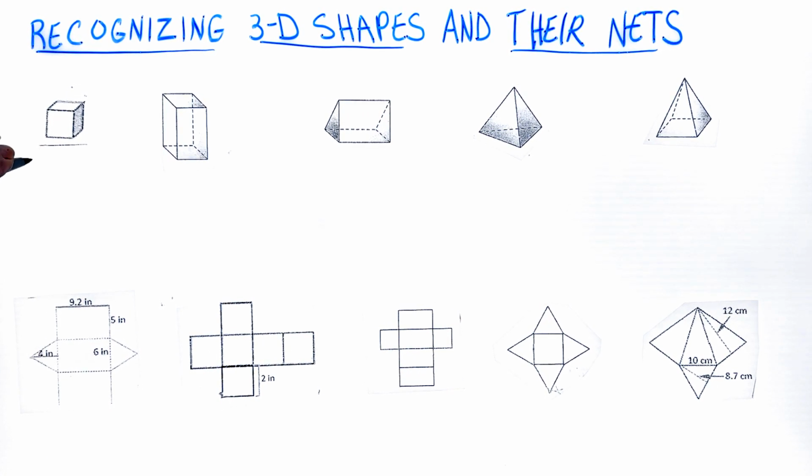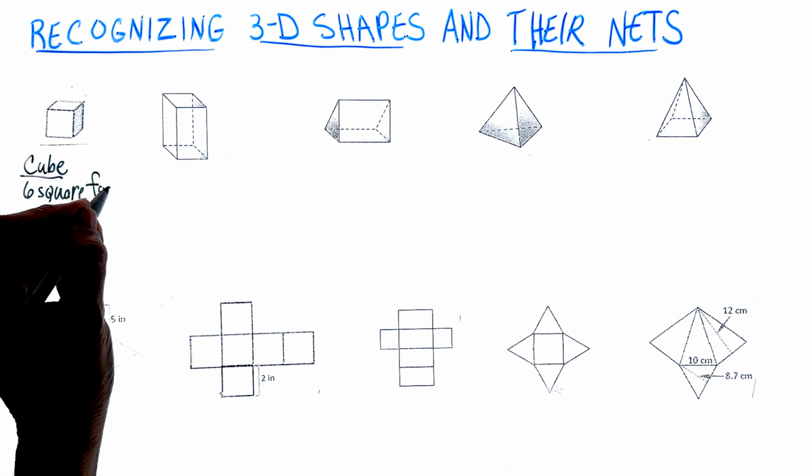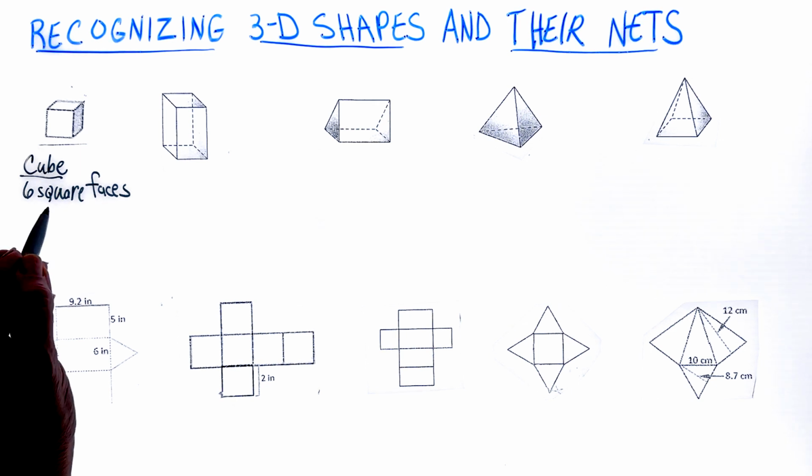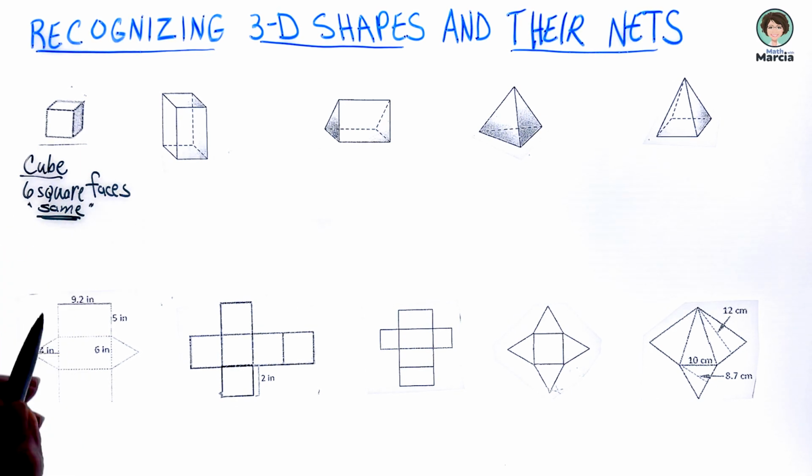Here we have a cube. How do I know it is a cube? Because it is made up of 6 square faces. They're all the same. They are not different sizes.